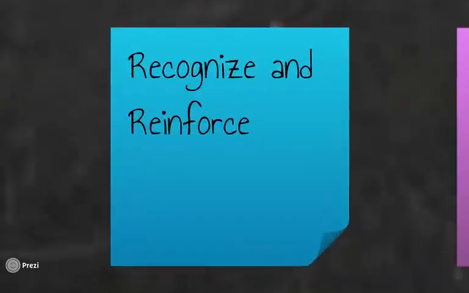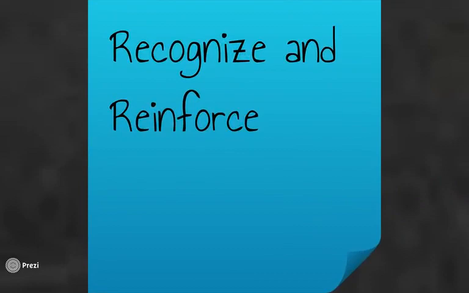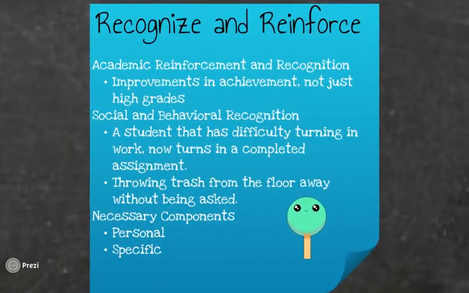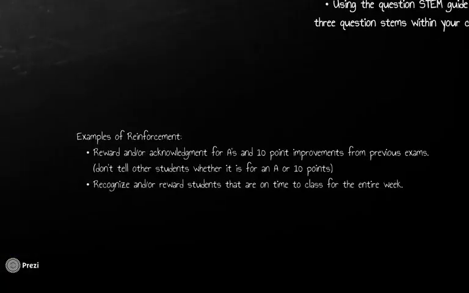The fourth component is recognize and reinforce. When you recognize and reinforce, academic reinforcement and recognition improves achievement, not just high grades. Social and behavioral recognition: a student that has some difficulty turning in work now turns in complete assignments, throws trash from the floor away without being asked. The necessary components are personal and specific. We'll get into specific here in the next slide.